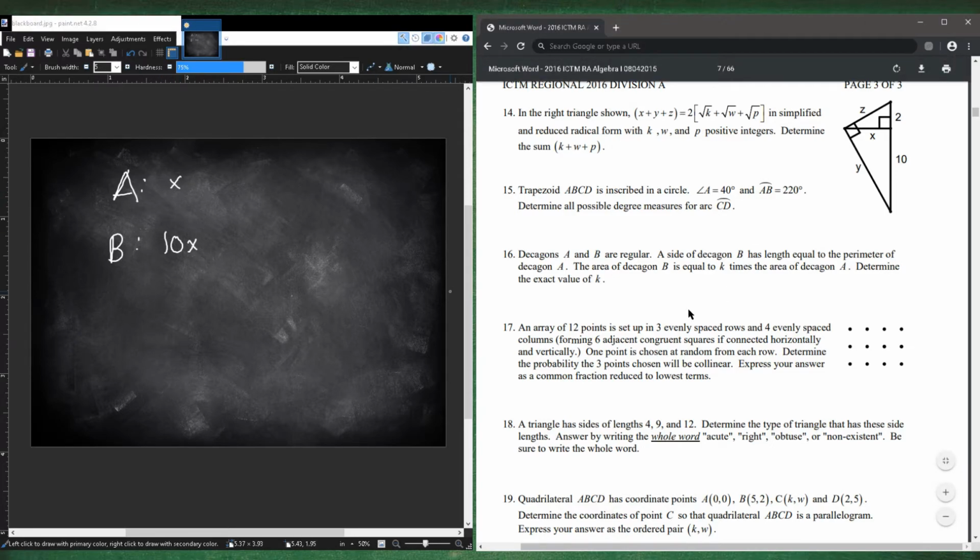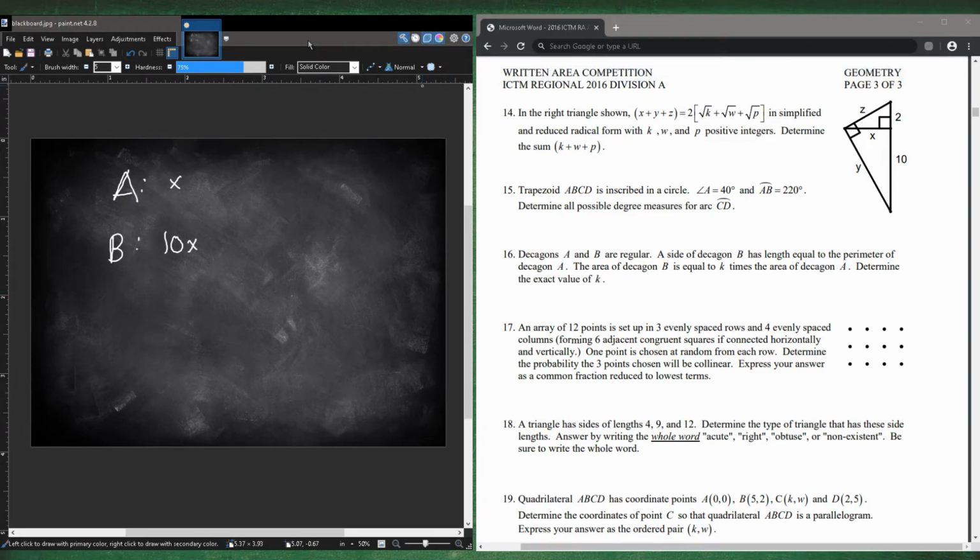Kind of a confusing statement. So that means the area of B is k times the area of A. That basically is 100, because 10 times 10 is 100, because 10 squared is 100. So that's your answer.